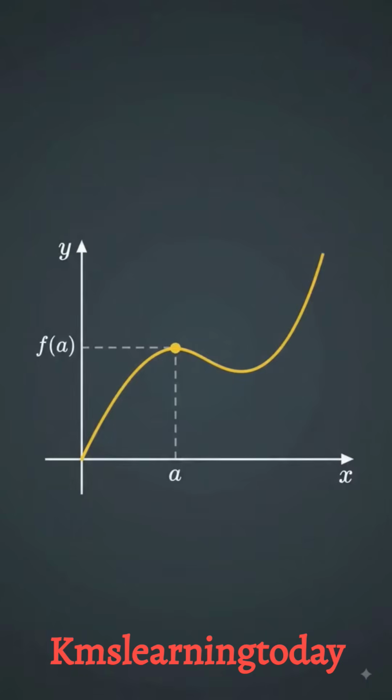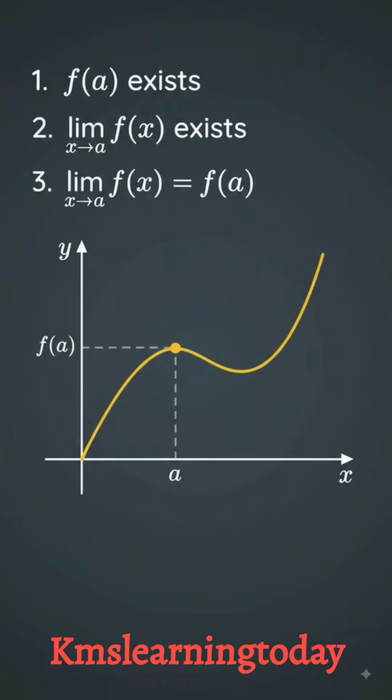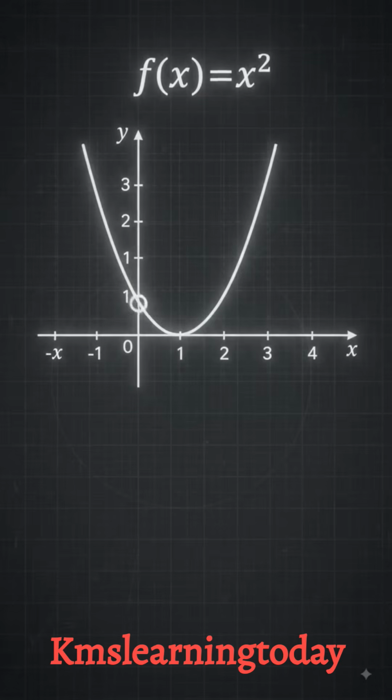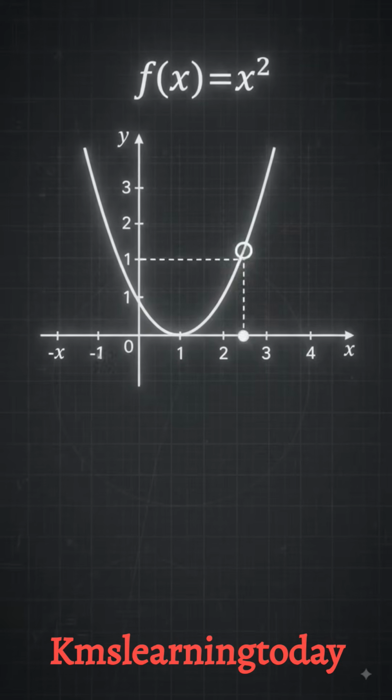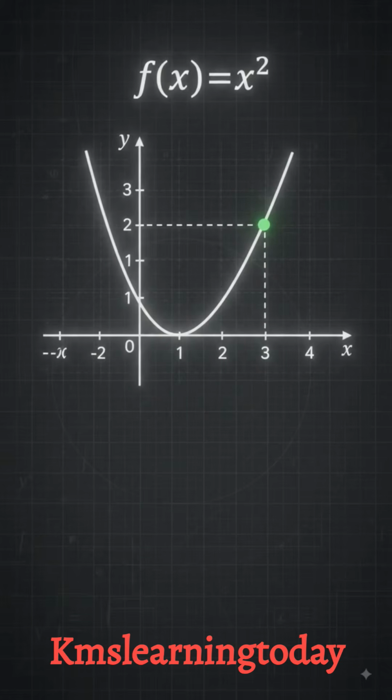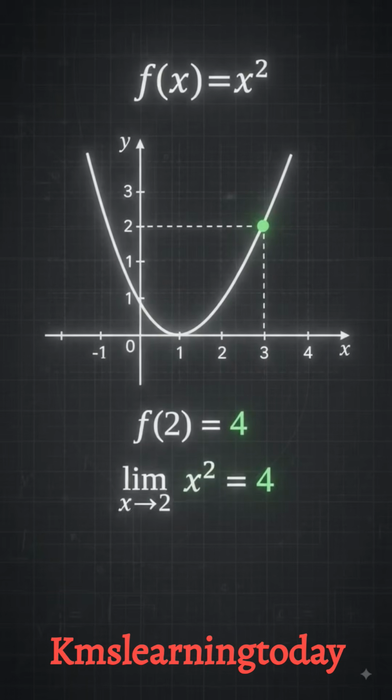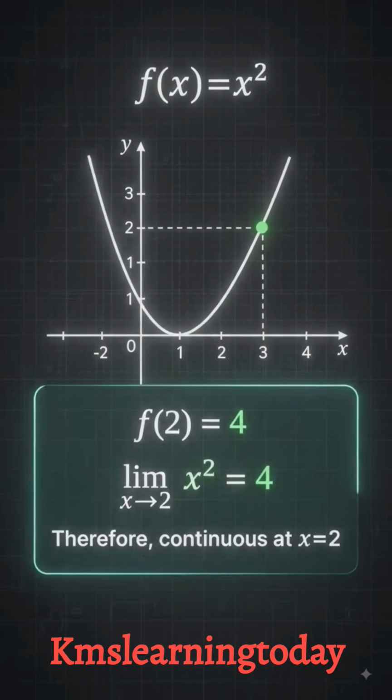A function is continuous at x equals a when three conditions are satisfied. The function is defined at a, the limit exists, and the limit equals the function value. Visually, the graph has no break at that point. Let us check continuity for f of x equals x squared at x equals 2. The function value is 4, and the limit as x approaches 2 is also 4.